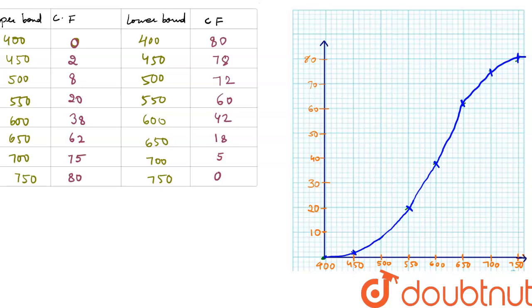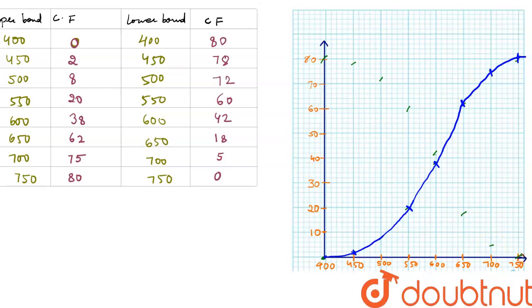Now let us draw the curve using the lower bound. At 400 we are at 80, which is this point. At 450 we are at 78, at 500 we are at 72, and at 550 we are at 60. At 600 we are at 42, which is here. At 650 we are at 18, which is here. At 700 we are at 5, and at 750 we are at 0.